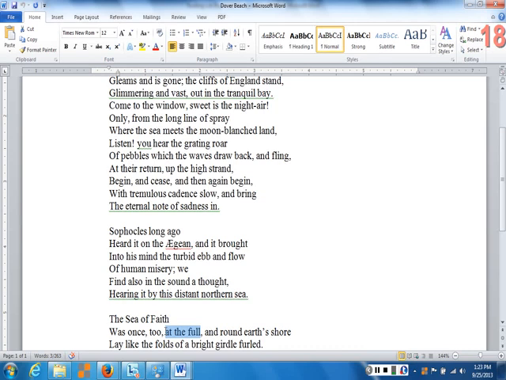Okay, that particular expression means full tide. Oh, that goes back to the very beginning of the poem, doesn't it? Where we are told that the tide, the literal tide of the English Channel, is full, right? So the sea of faith was at high tide. And it was around the earth's shore, again continuing that ocean metaphor, right? And it lay like the folds of a bright girdle furled.